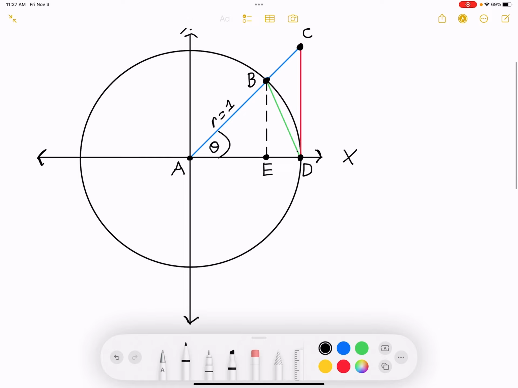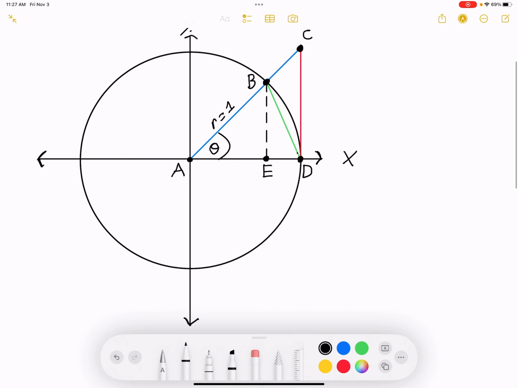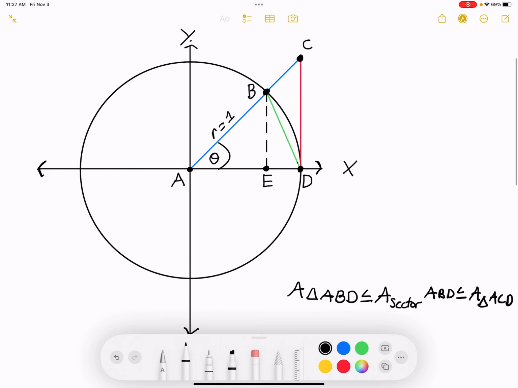And I'm going to write the following statement, which should be obvious. I'm going to say that the area of triangle ABD is less than or equal to the area of sector ABD, and that's less than the area of triangle ACD. And this should be obvious.